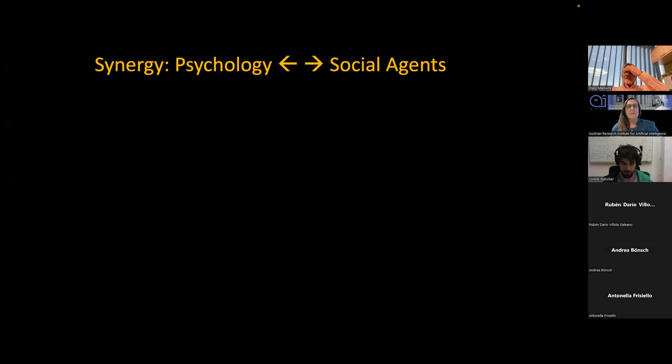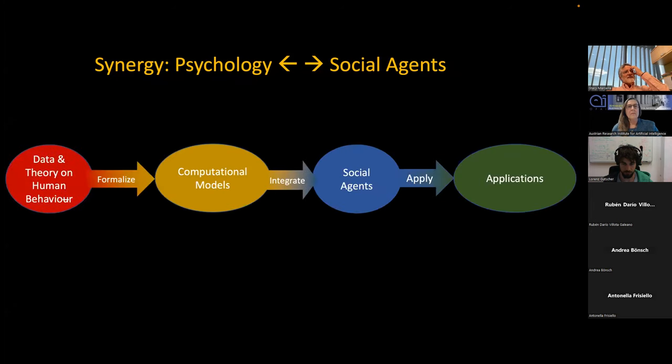So my basic view is that there's a close connection between social psychology and social agents. This view is that data and theory on human behavior that comes often from psychology provides the ingredients for us to formalize computational models. We then can take those models and integrate them into social agents. One of the benefits of the formalization is that you concretize the psychological theory. One of the benefits of the integration is you are now working across psychological silos.